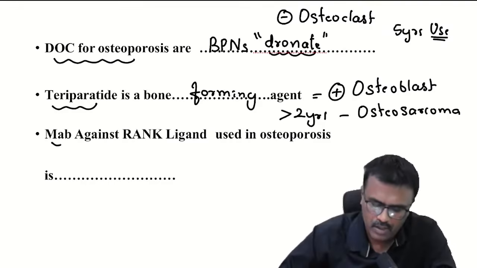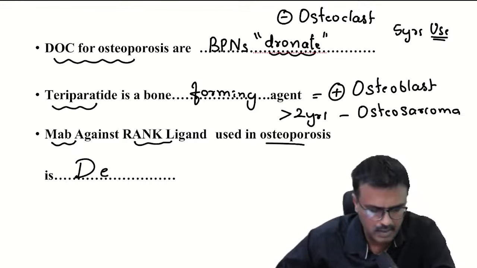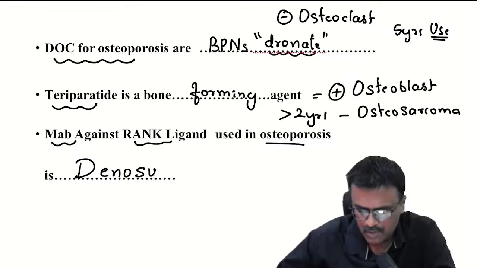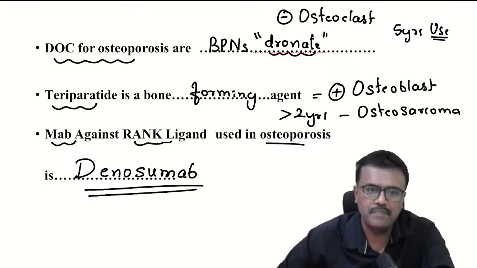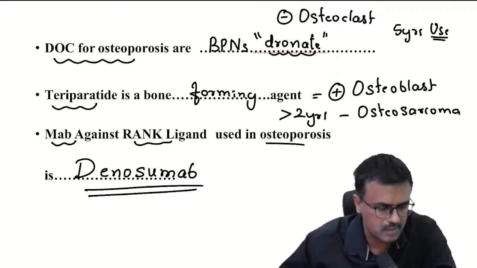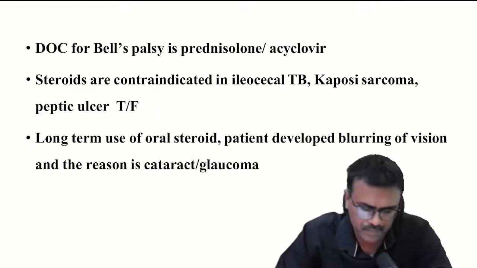What is the monoclonal antibody against RANK ligand used in osteoporosis? The name is denosumab. Denosumab. So these are the drugs. Yes, Rama, you are right.